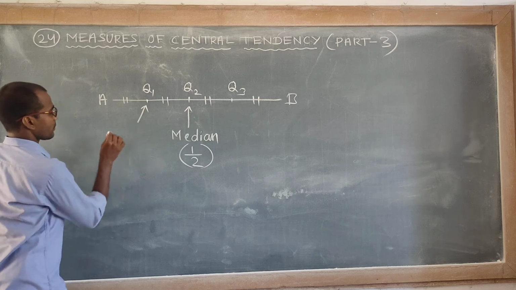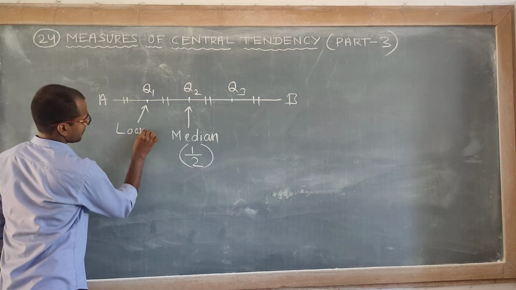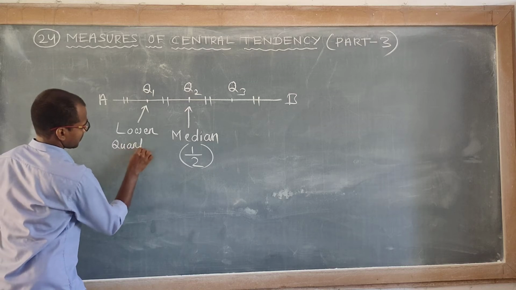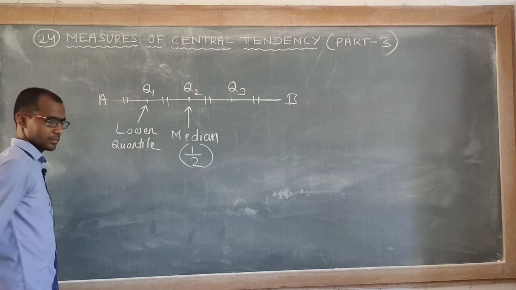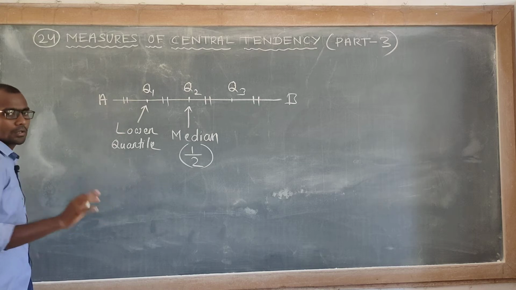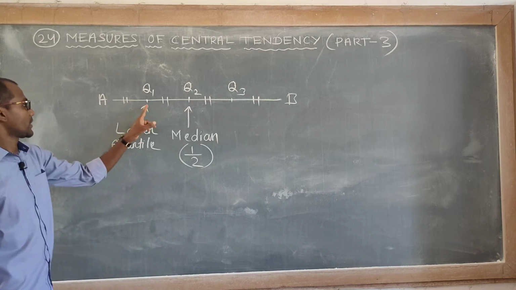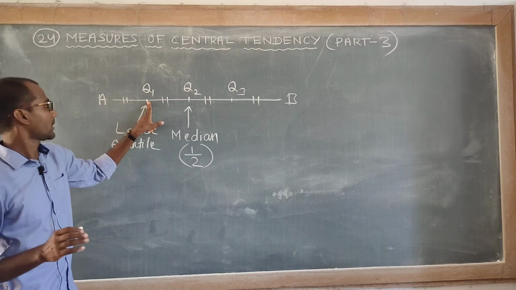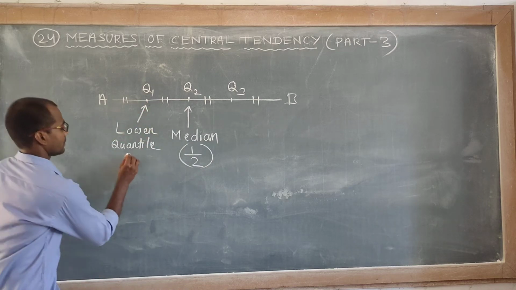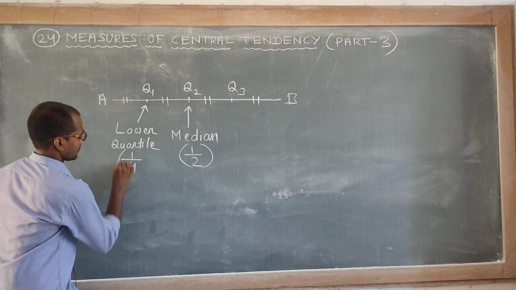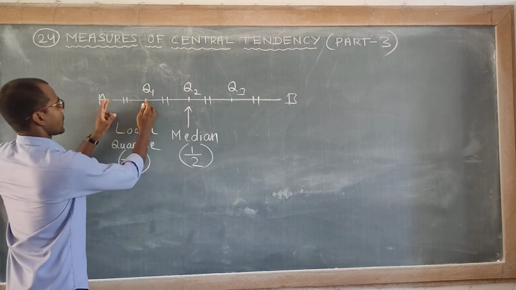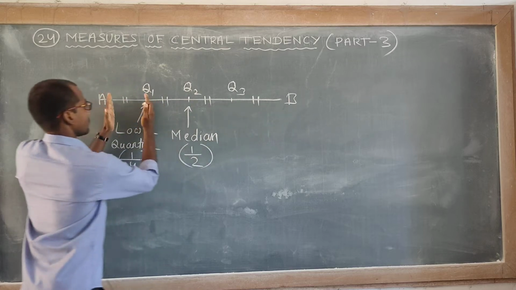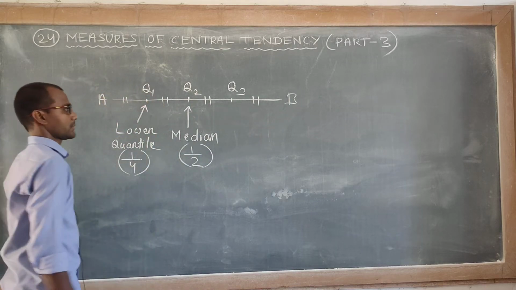then this Q1 is called lower quartile. Okay, this Q1 is called lower quartile. You can see its position, it is 25%. Okay, or 1/4. This is 1, this is 4. 1, 2, 3, 4. So 1/4, 25%.